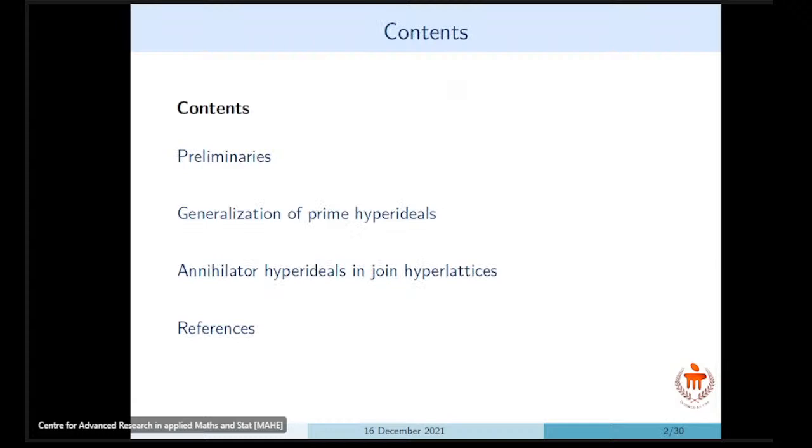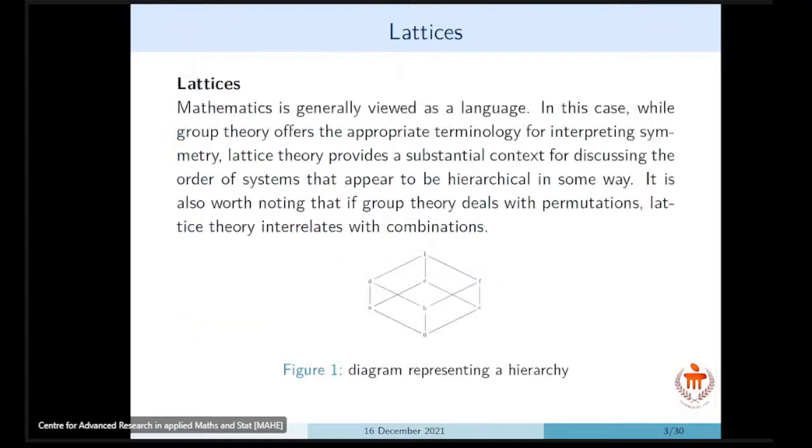These are the contents of my presentation. So when we listen to the word algebra, the word that comes to our mind is group theory. That is a good old friend, group theory. Group theory deals with subjects like the symmetry that is present in the system. Whereas lattice theory is that branch of mathematics that deals with the order that is present in the system.